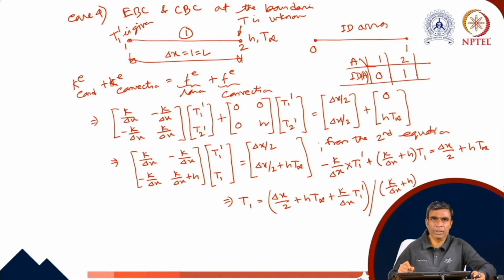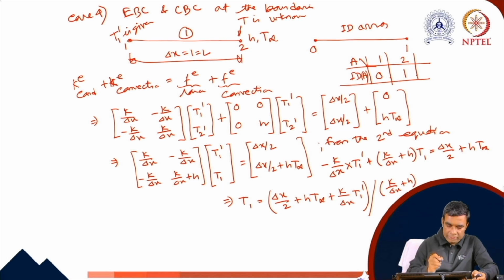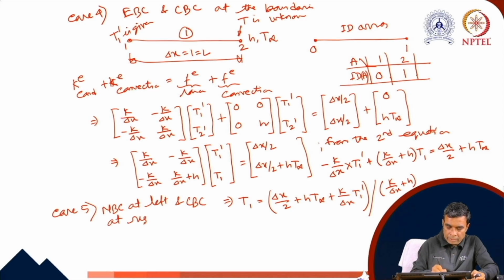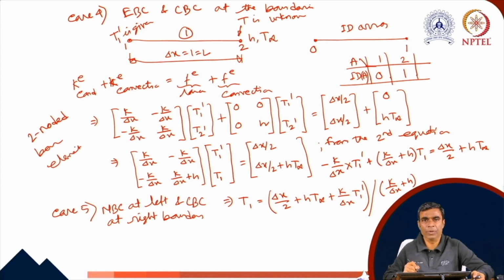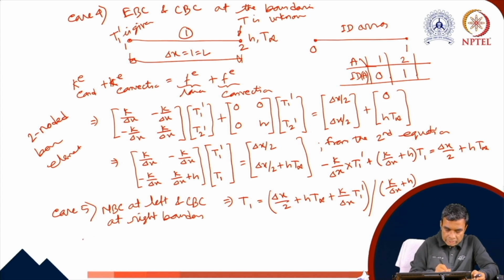Similarly, we can use the NBC and CBC combination and generate it. Case 5: NBC at left and CBC at right boundary. So this case was with a two noded bar element. We can extend this problem with the three noded or quadratic bar element. So let us consider the NBC and CBC combination.